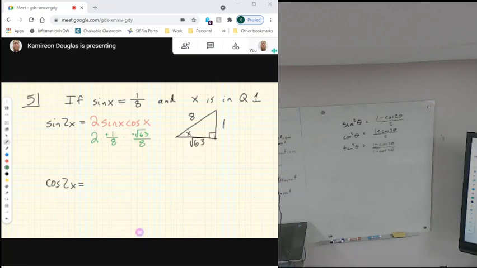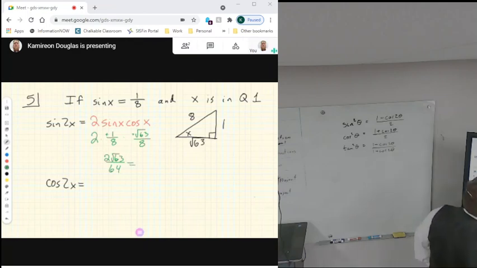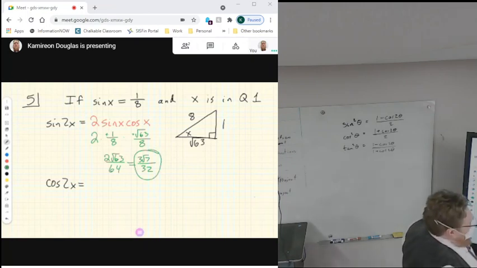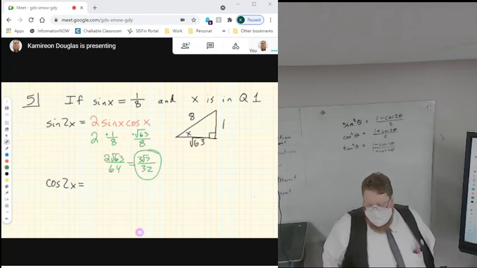Always take the time to check that, even if you're sure. Just take the moment, because the most common mistakes come from that issue. And then finally, the last piece is to simplify this. So I take 2 times 1 times square root of 63, so 2 square root 63 over 64. And then I start simplifying. 2 over 64 is 32 on bottom. Square root of 63 is 3 square root 7. And that is my solution. So I get 3 square root 7 over 32.